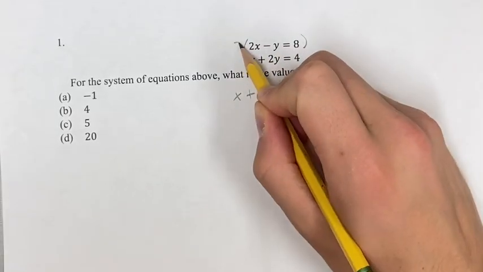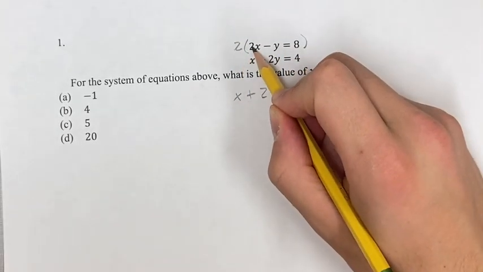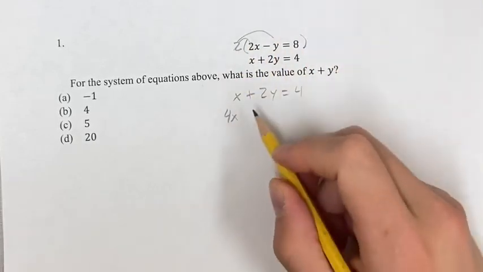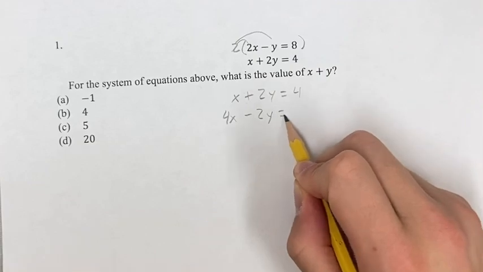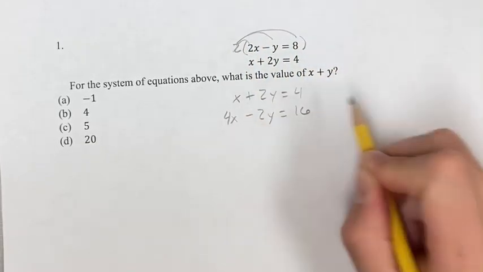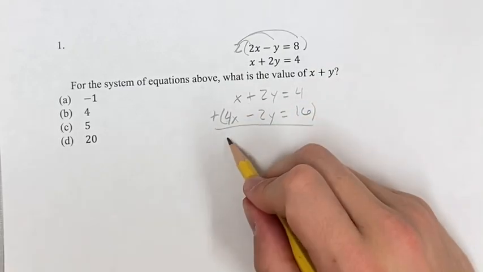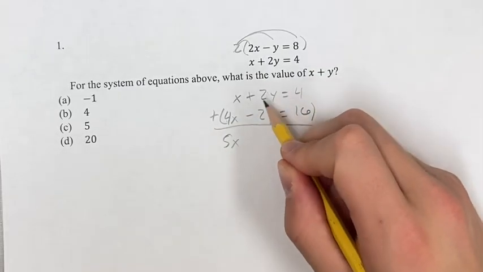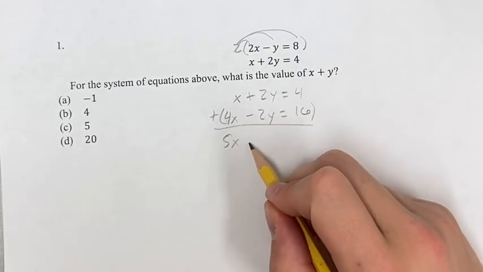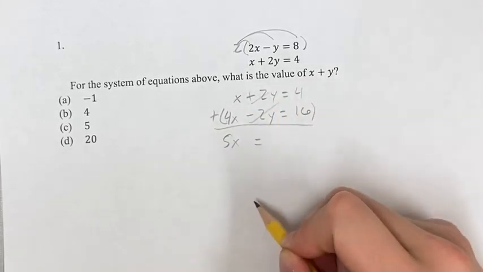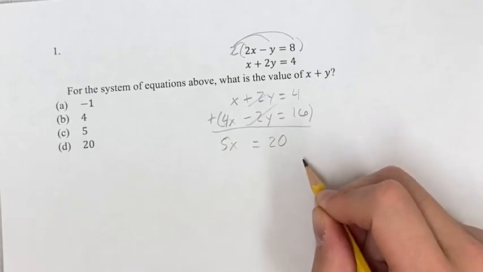So if we multiply this by 2, we get 2 times 2x is 4x, minus 2 times y is minus 2y, and this is equal to 2 times 8 is 16. And therefore, when you add these equations, we have x plus 4x is 5x, 2y plus negative 2y is 0, so the y's cancel out, is equal to 4 plus 16, or 20.